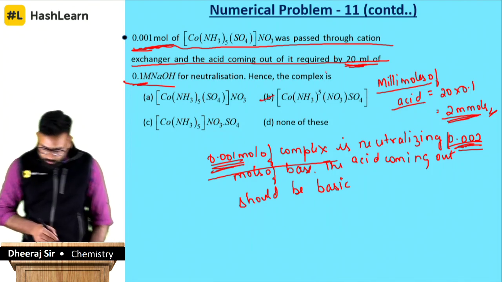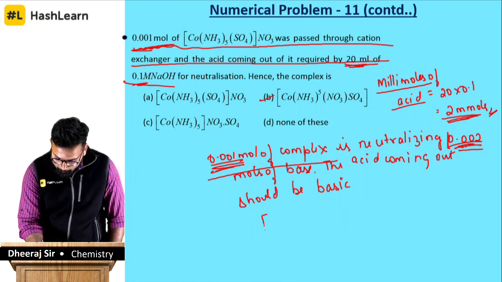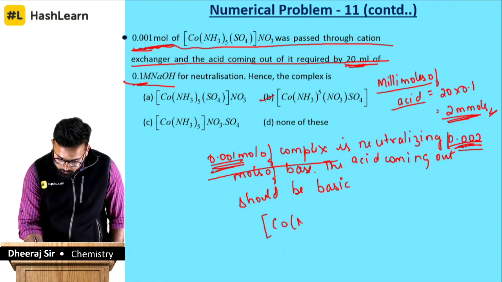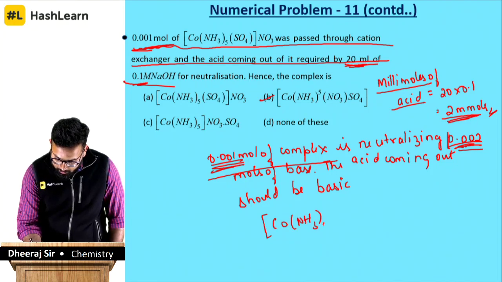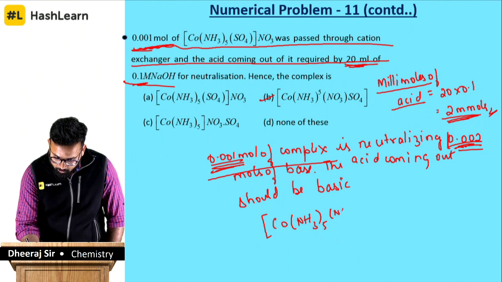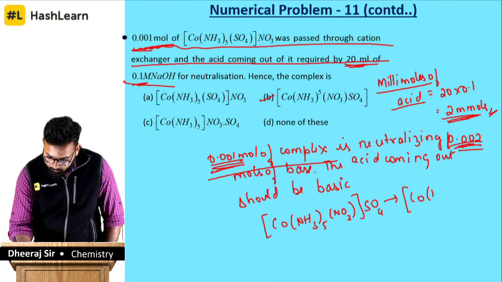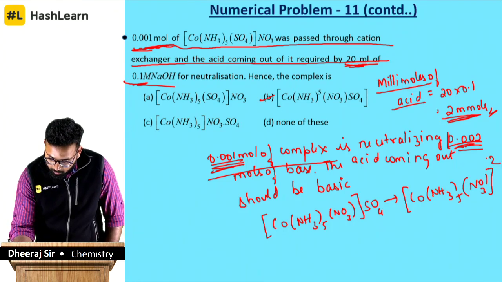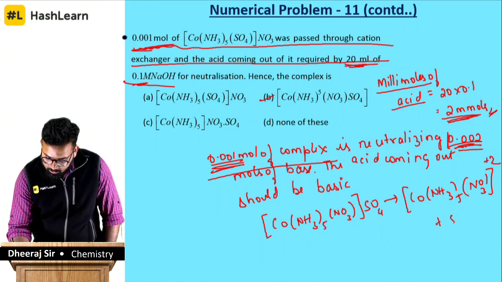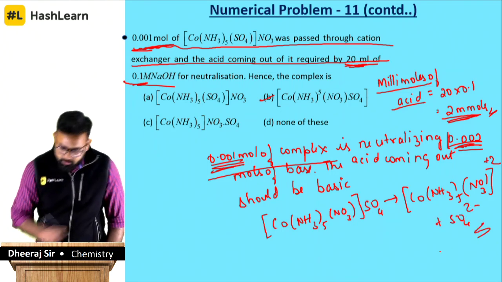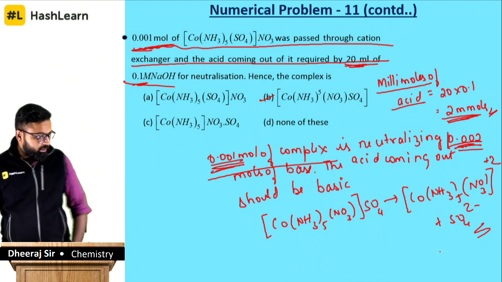Why am I telling you it is option B? Because [Co(NH3)5NO3]SO4 gives [Co(NH3)5]NO3 twice, that's plus 2, plus SO4 2 minus. The complex is option B. So have a detailed look.